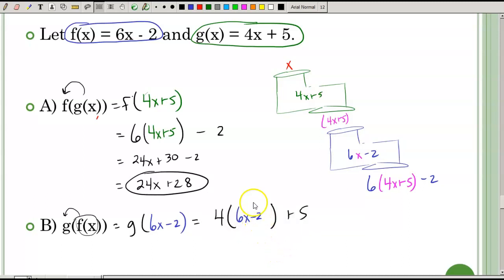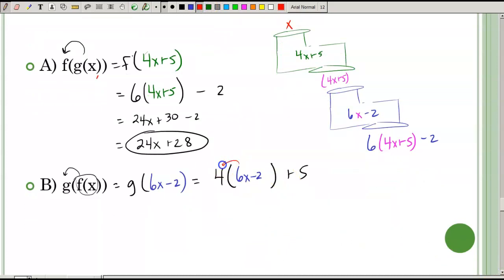But that input is basically f of x, right? So I'm substituting 6x minus 2 into the x, and I have a similar situation where I have to simplify this. So let me multiply this out. That's going to give me 24x minus 8 plus 5. So I get 24x minus 3 is my answer there. All right.